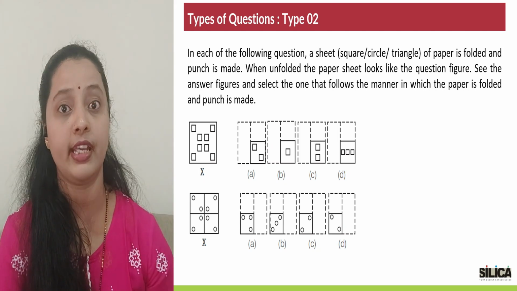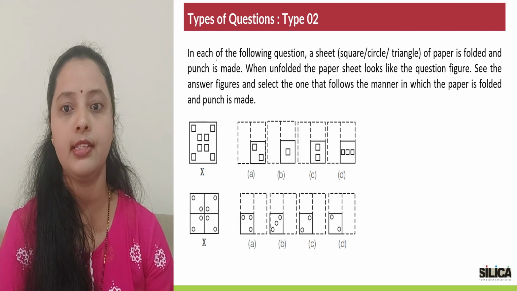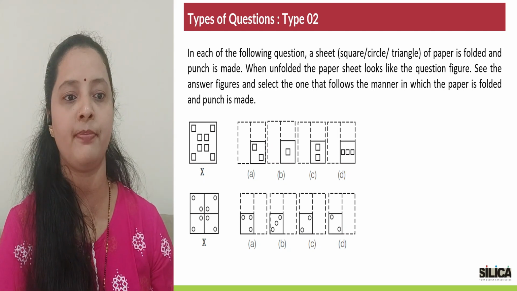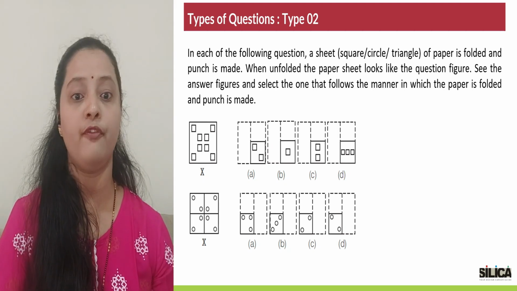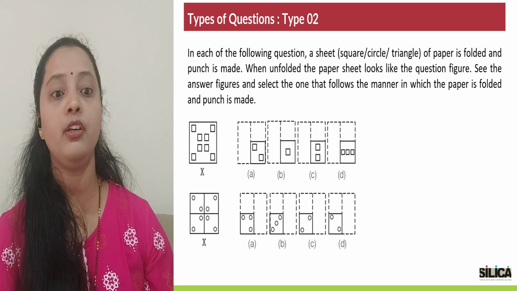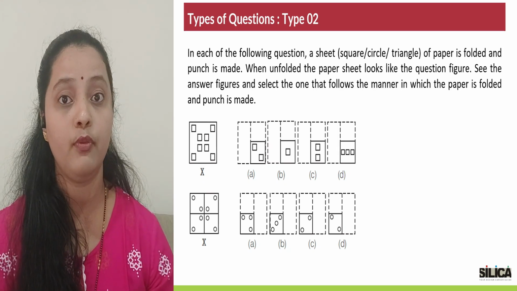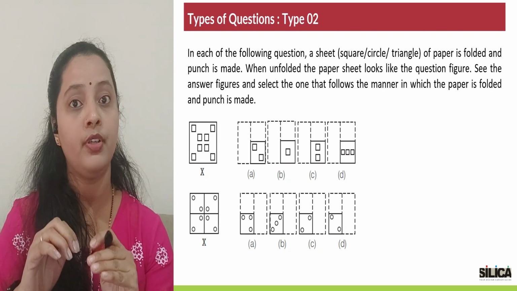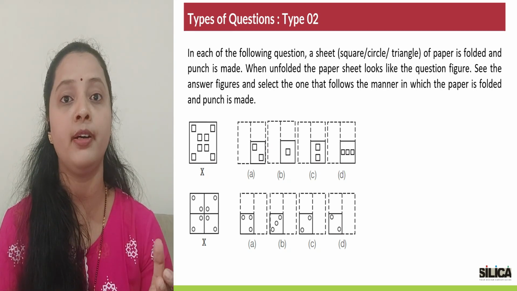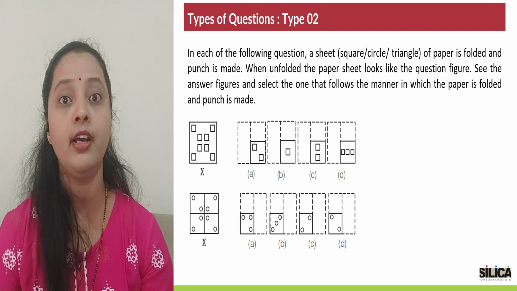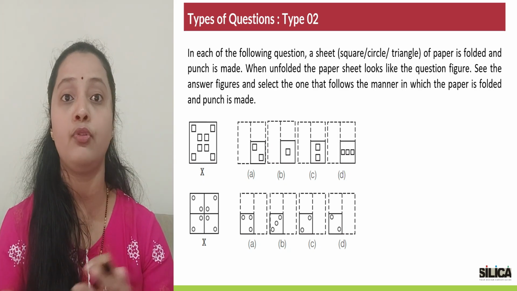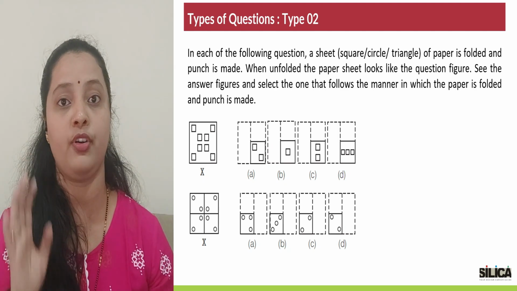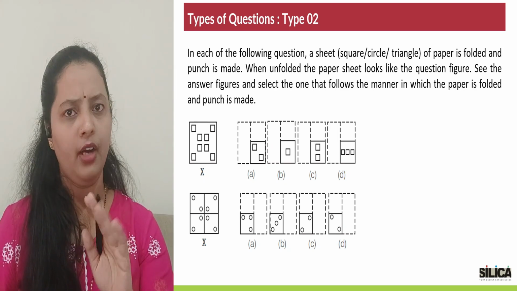There we go. Here's our next type, and this is the last one. It says, in each of the following question, a sheet, square, circle, triangle of paper is folded and punch is made. When unfolded, the paper sheet looks like the question figure. Now what is the change? So far, we had the steps given. Cuts were made, we used to visualize, open it up and then match it with the pattern, right? Now the pattern is given, and out of the option cutouts, which cutout will form this pattern is what you have to find.